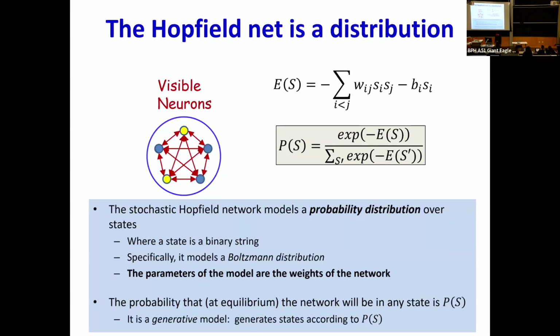Anyway, these are just definitions. Going back, this is a stochastic Hopfield network because we've converted the whole thing to be probabilistic. And a stochastic Hopfield network is a probability distribution over states, where a state is a binary string, a pattern, and it models a Boltzmann distribution. The parameters of the model are the weights of the network. And the probability that the network will be in any state is given by P of S. It's also a generative model. You can use it to generate patterns.